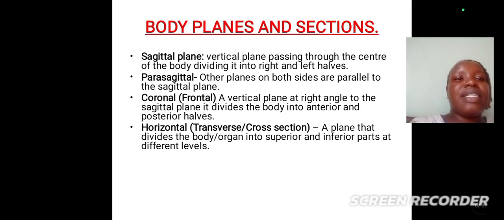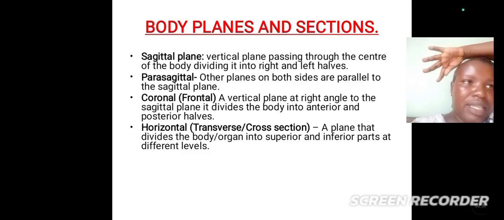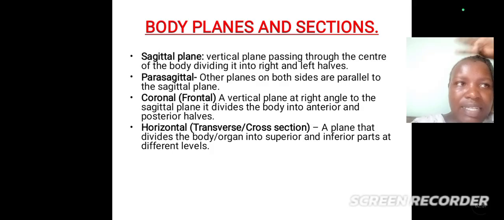Next is the coronal or the frontal plane. This is vertical again, but it divides the body into anterior and posterior. It runs vertically at right angles to the sagittal plane. If I was to imagine it running somewhere here, it would be cutting my body into anterior and then posterior. So that is a coronal or a frontal plane.